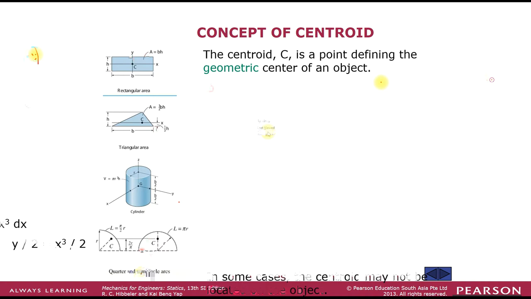Again, we integrate it. The numerator is x cubed over 2 times x cubed, so x to the power of 6 divided by 2, and integrating gives 1 over 14 times x to the power of 7 between the limits 1 and 0. The denominator, x cubed dx, is 1 over 4 times x to the power of 4 between the limits 1 and 0. Putting in the values, 1 over 14 divided by 1 over 4, we get 0.2857 meter.